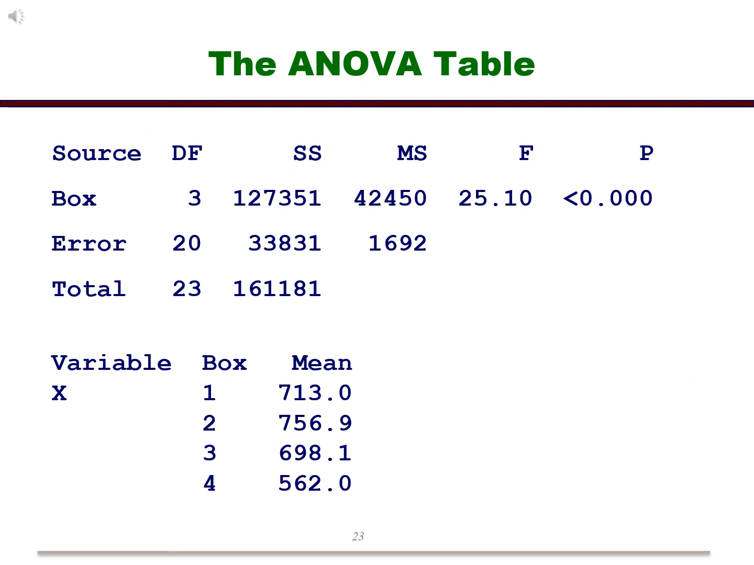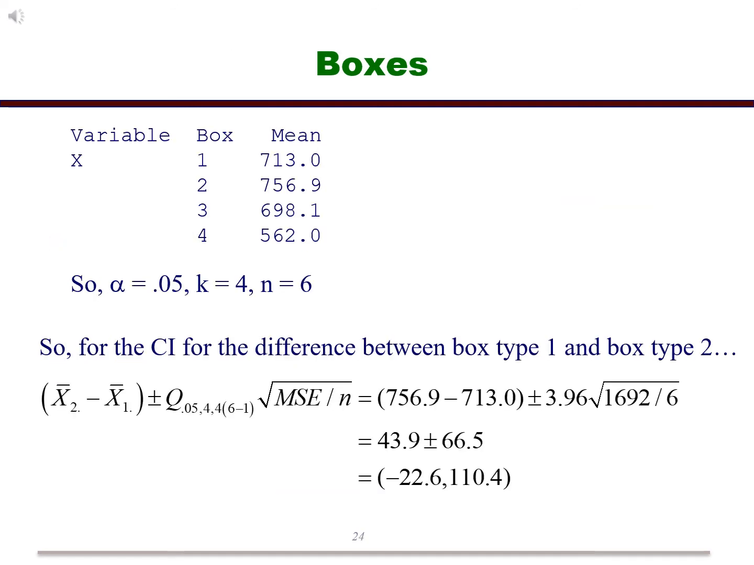Here's the ANOVA table and the sample means for our earlier example. If we start with alpha equals 0.05, k equals 4 groups, with n equals 6 observations per group, we can develop a confidence interval for the difference between group 2 and group 1 as shown here. Since the interval contains 0, we would conclude that type 1 is not statistically different from type 2.